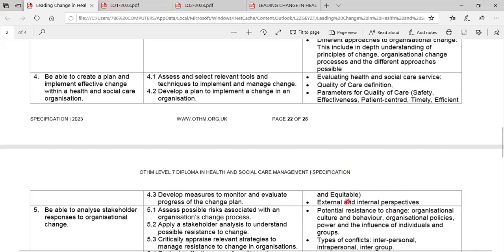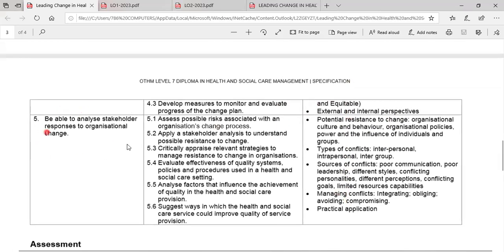care that we provide. External and internal perspectives will be discussed. And then the fifth learning objective will be to be able to analyze stakeholder responses to organizational change. As we spoke about different organizations, you have different stakeholders, and obviously not all stakeholders will be on your side. You'll have to understand that there'll be resistance in terms of how you deal with bringing about change. Not every stakeholder will be willing to have that change. So how do you analyze different stakeholders, and how do you assess that they would use that resistance to stop change from happening, or would want to bring about a change in the direction that they want on the aspects that they think are best.